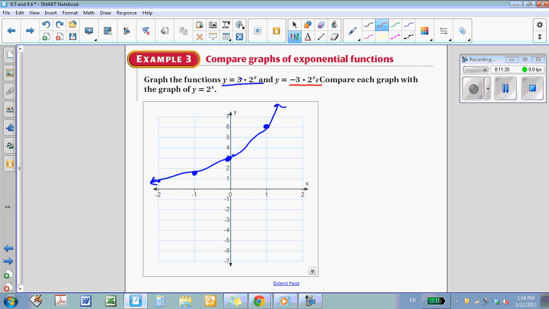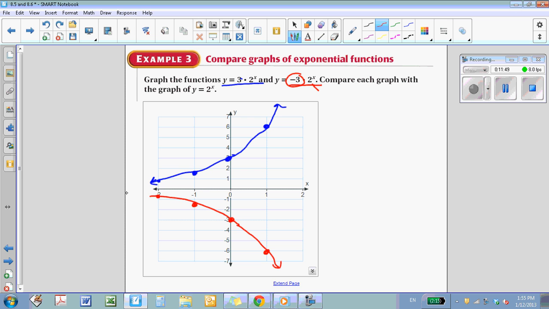And then for my red one, my initial value is -3. And my base is also 2, so I'm going to double. So if you double -3, it becomes -6. And then if I'm going to the left, I'm going to do half. So half of -3 is -1.5. And half of -1.5 is -0.75. So this is what my graph is going to look like.